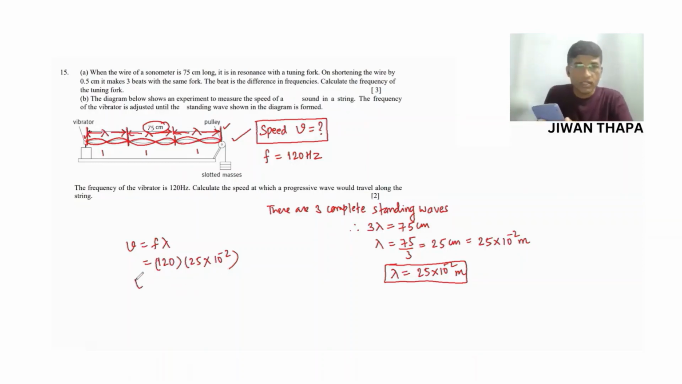So the speed is 30 meter per second. So this is the speed of progressive wave. Okay, that is 30 meter per second.